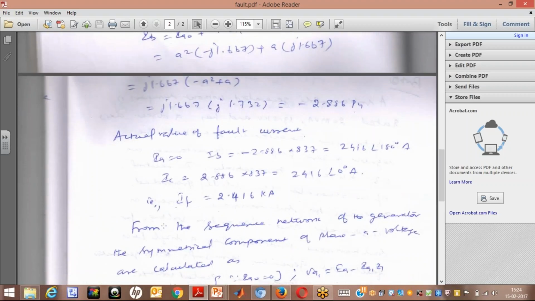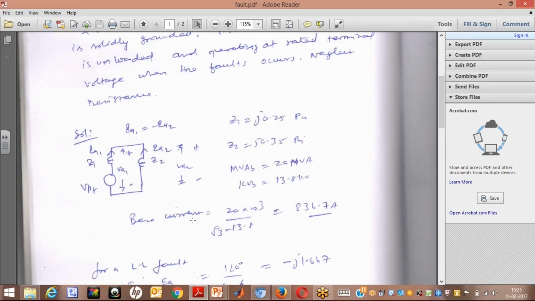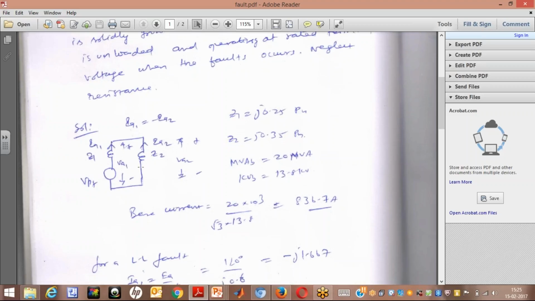And what about VA naught? It will be equal to 0. Why? Because zero sequence current IA naught is 0. Thereby, VA naught, which is minus IA naught Z naught, will become 0. So using this formula, VA1 is equal to either EPF or VPF or EA minus IA1 Z1. And here from this parallel combination easily you can say VA1 is equal to VA2, because both the positive sequence network and negative sequence network are connected in parallel, so thereby they will be equal.